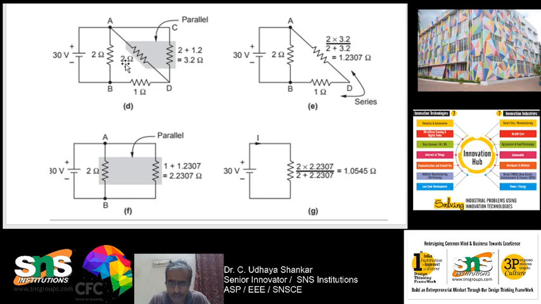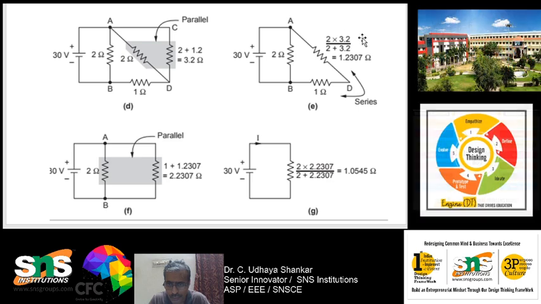So how to reduce it? Now you can put 2 into 3.2 divided by 2 plus 3.2. So the entire circuit will be reduced something like this.